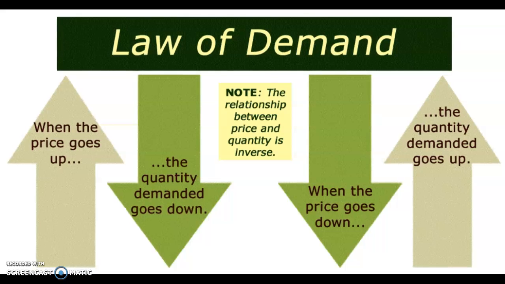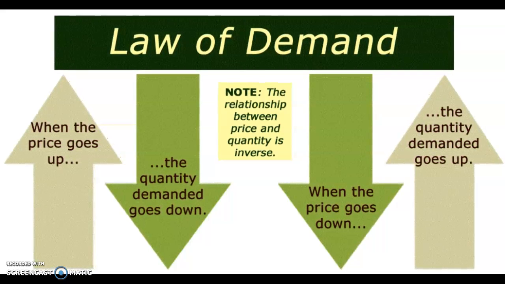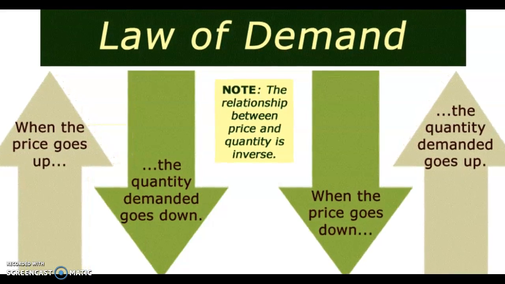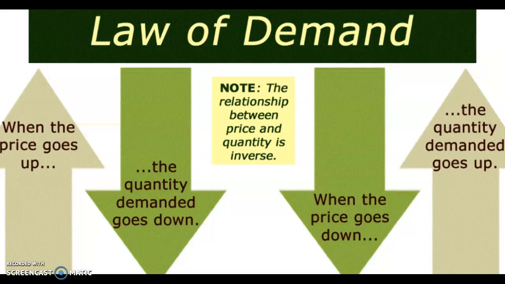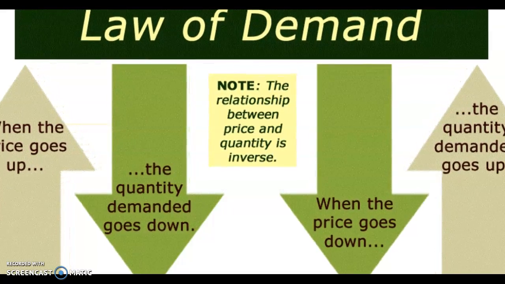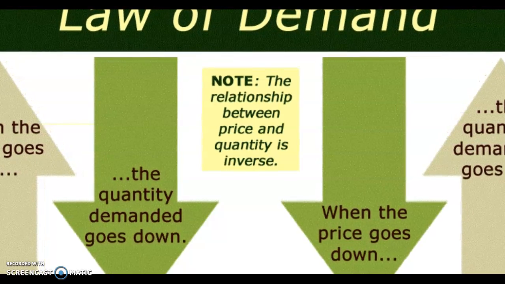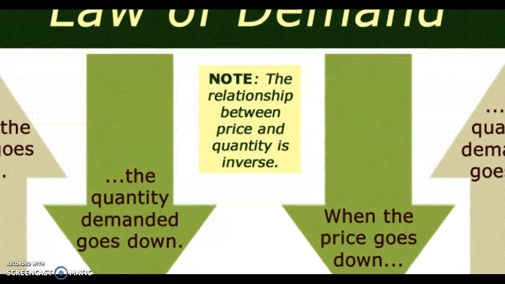We notice that the law of demand has an inverse relationship between price and quantity. So when I say inverse, I mean when one goes up, the other one goes down. When price increases, the quantity demanded decreases. When the price decreases, the quantity demanded increases.